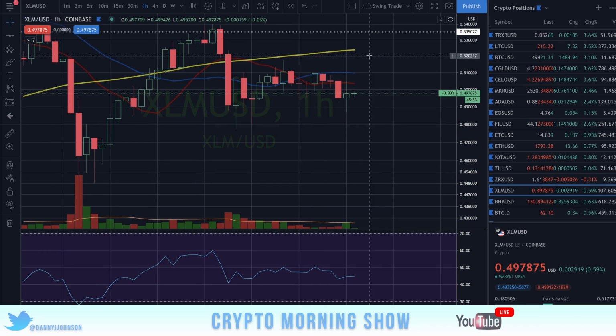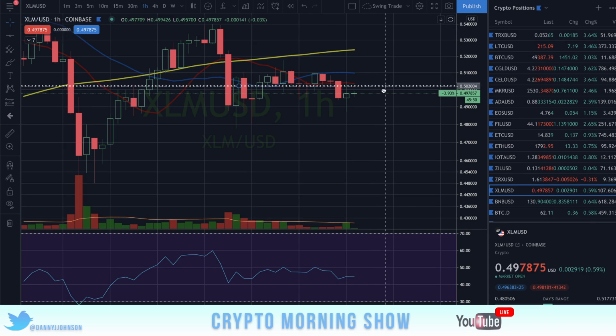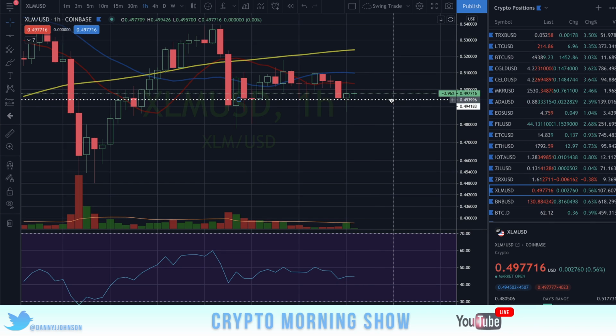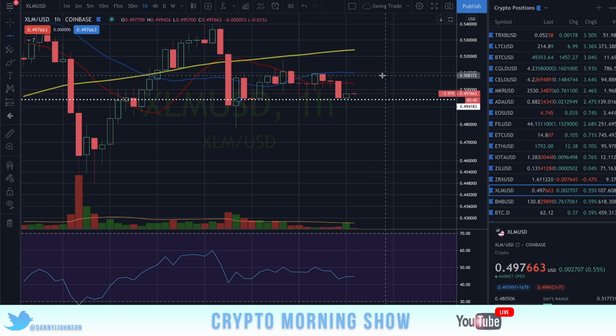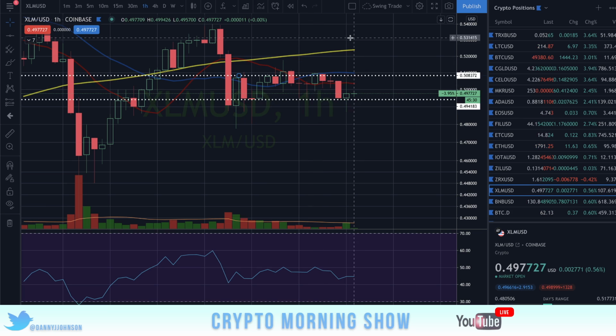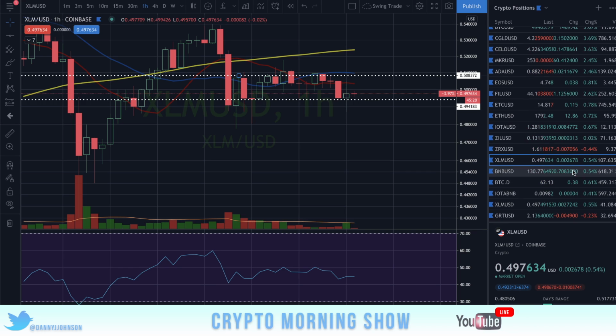Stellar, we've lost support as well, so we're going to move that down to the 49-cent mark, and then our first level of resistance will be 50 cent, 0.508. Again, watch to try to push through these moving averages as they are inverted as well. Last hour, basically average volume traded, so nobody's hot on the trail for this particular one.